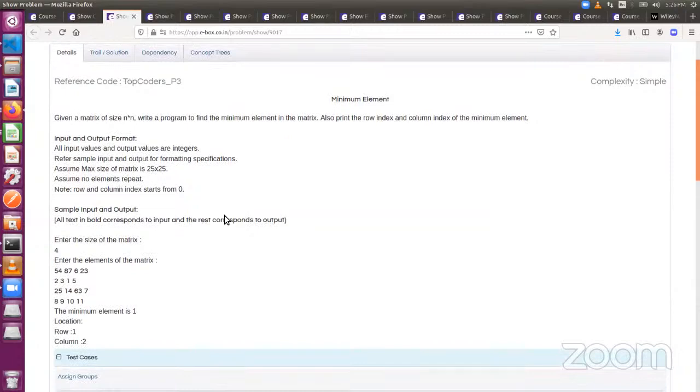Okay. The third problem is: given a matrix of size n cross n, write a program to find the minimum element in the matrix. Also print the row index and column index of that minimum element. So you'll be given a matrix, and in this entire matrix, you're going to find out the smallest element.